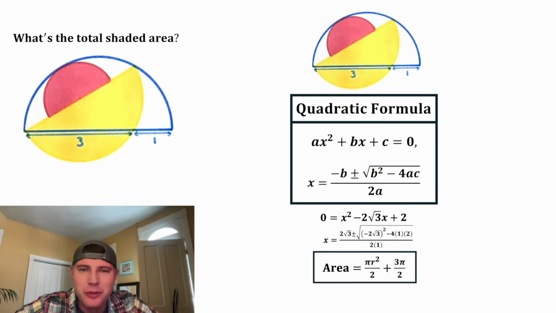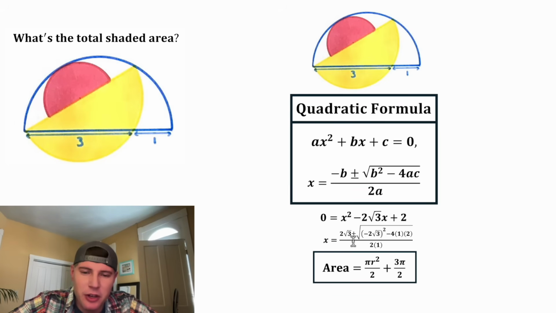Let's do the quadratic formula. And here are the notes for the quadratic formula. Anytime you have ax squared plus bx plus c, it'll always be true that x is equal to negative b plus or minus square root of b squared minus 4ac, whole thing over 2a.